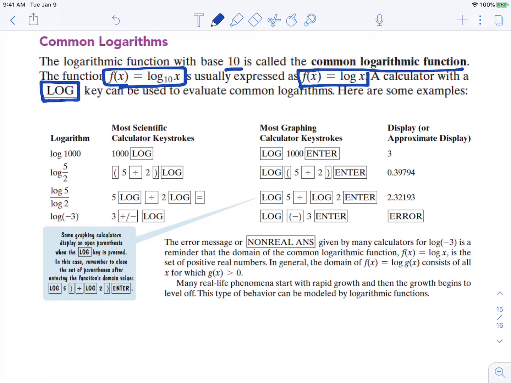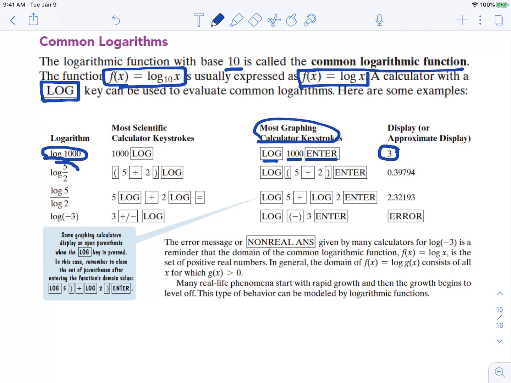So here are some examples that you can type into your calculator. Go ahead and pause and grab a calculator. If we type in the log of 1,000 in a graphing calculator, you would type log and then 1,000 and then enter. And what you're going to get is the number 3.